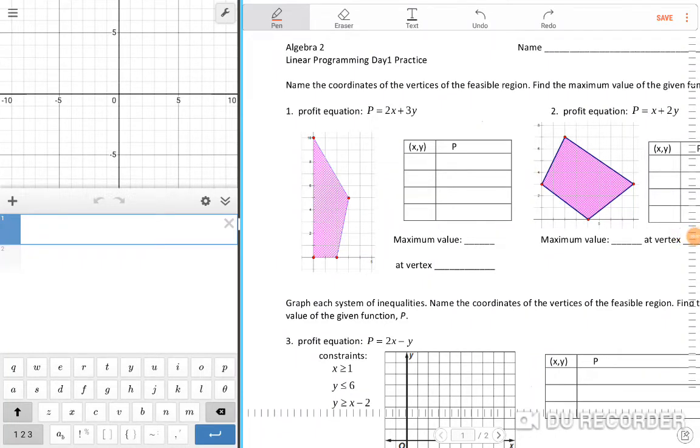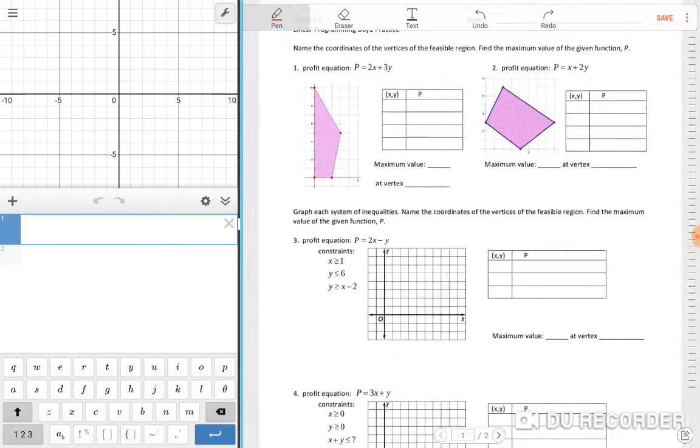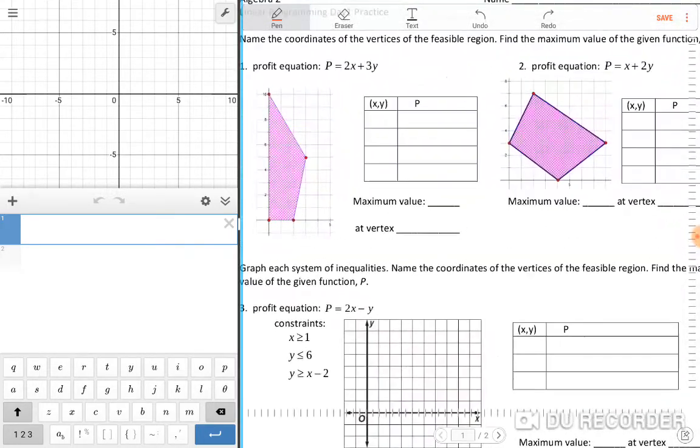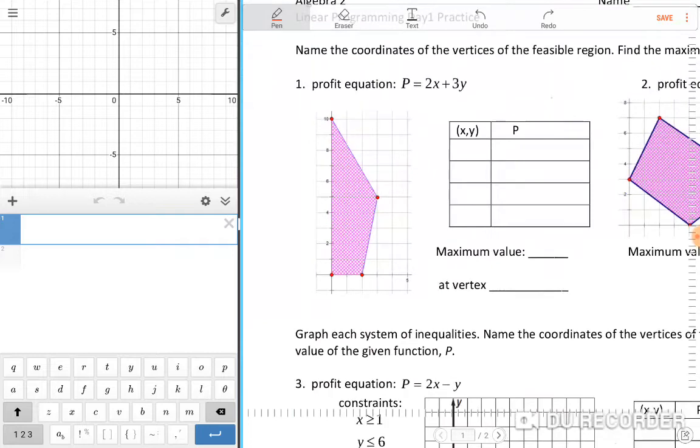This is Coach Romero from Algebra 2 Rescue, coming at you with our linear programming practice. This first one says to name the coordinates of the vertices of the feasible region and then find the maximum value of the given function p. So first, to find the vertices, we're just looking for the corners.